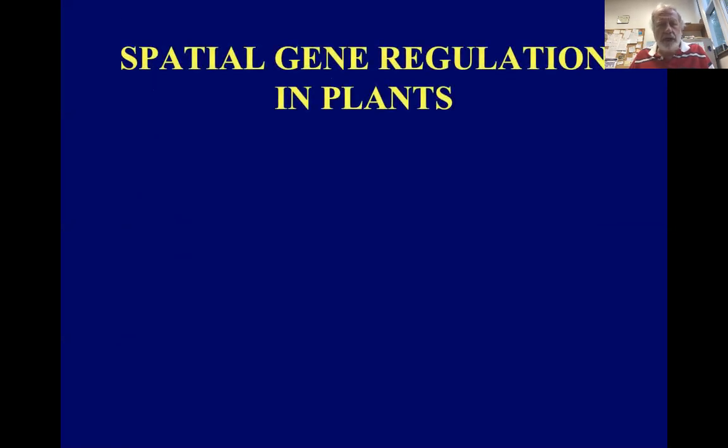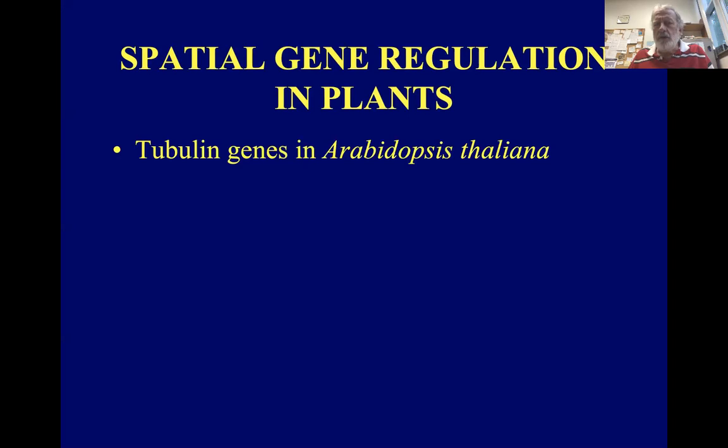So spatial gene regulation in plants. Tubulin genes are found in the plant Arabidopsis thaliana. This is a plant that's been studied a lot by geneticists. It's kind of the fruit fly of the plant world. Dr. Wrench works with it quite a bit.